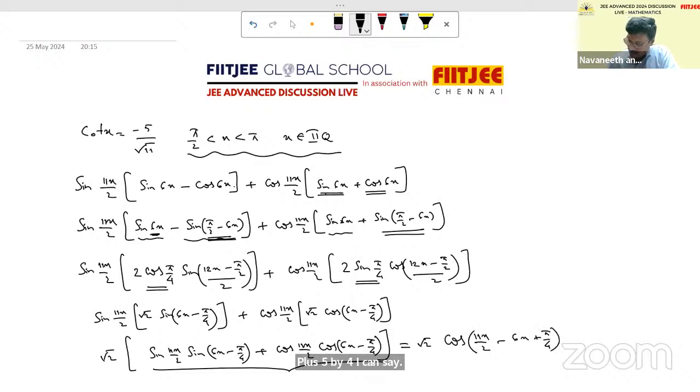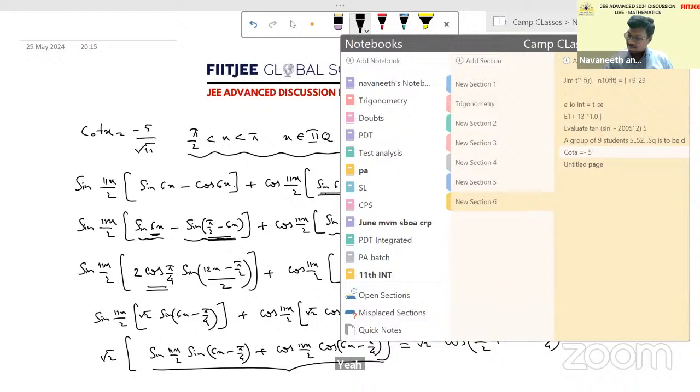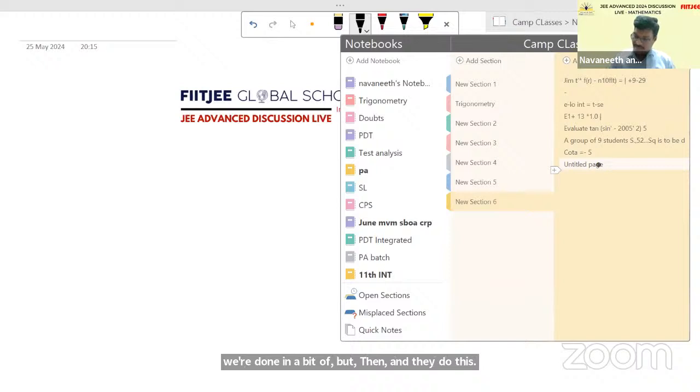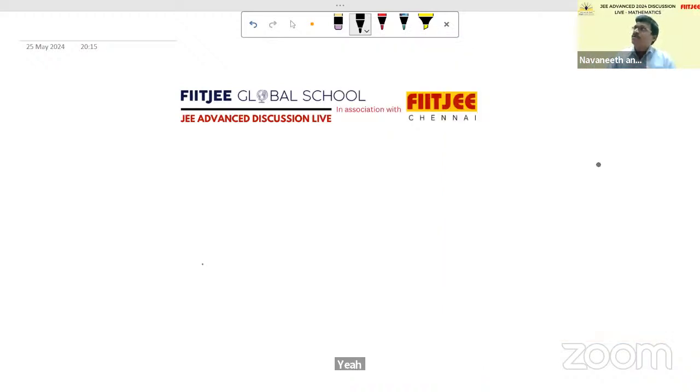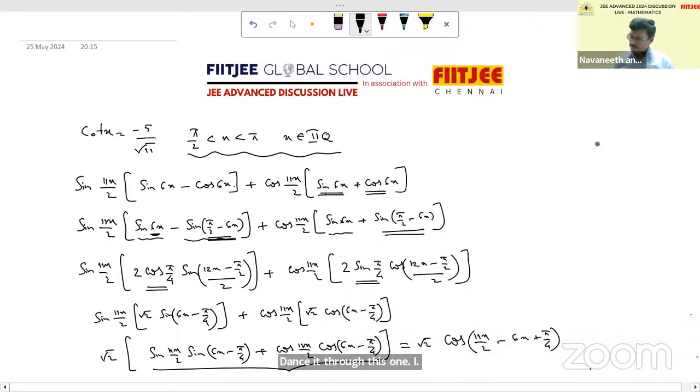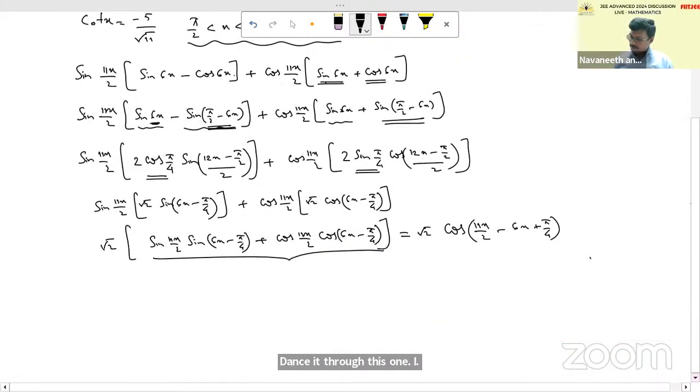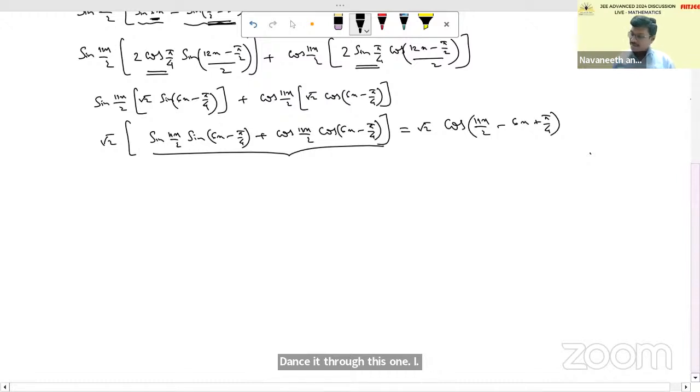Okay. Then now, sir, how to go to next page? With the pen, you press there. Untitled page. Pen. I can't see previous one. Yeah. Thank you.